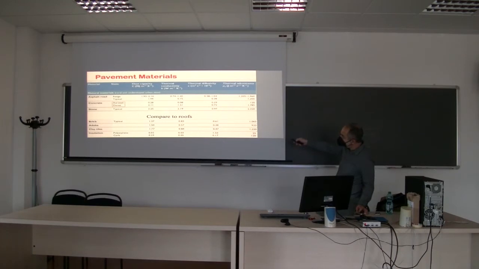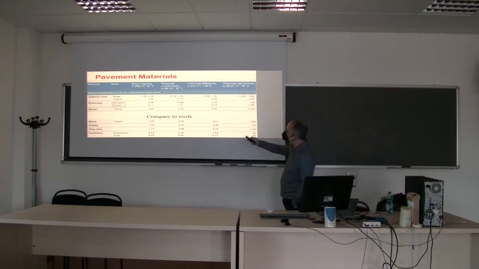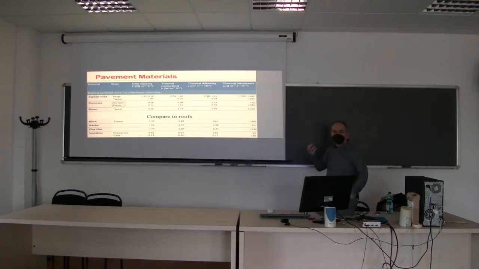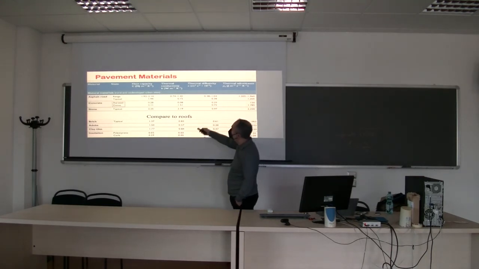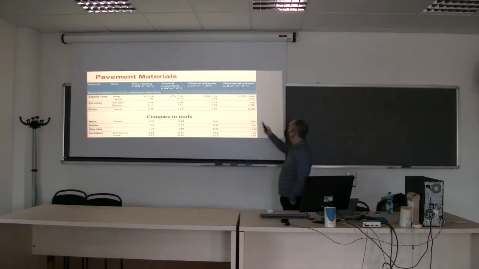Okay. Now let's look at some of the properties of the pavement material. Again, capacity, conductivity, diffusivity, and effusivity or admittance. So the first thing to note is this table from Oke. He gives the properties of dense concrete and aerated concrete. Aerated concrete is one with a lot of air bubbles in it. And you see that the difference is almost an order of magnitude.